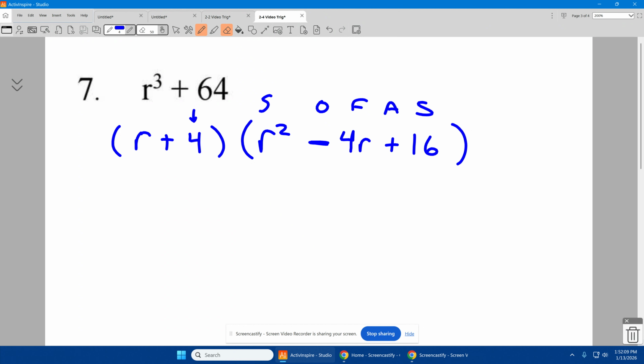So the binomial r plus 4 times the trinomial r squared minus 4r plus 16 gives us that right there. So we have factored it beautifully.